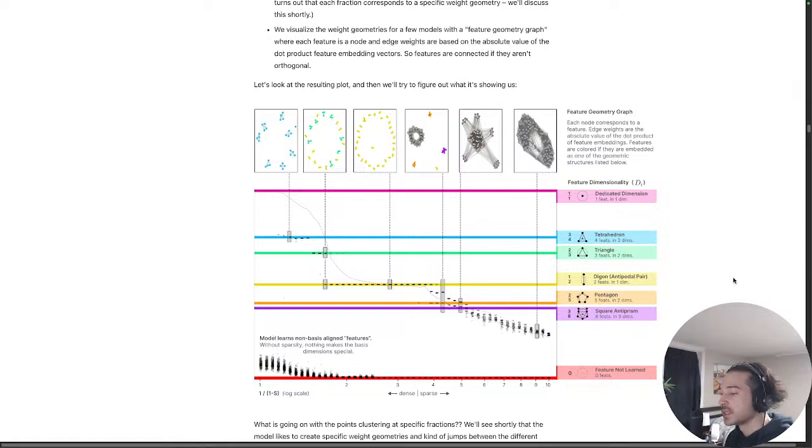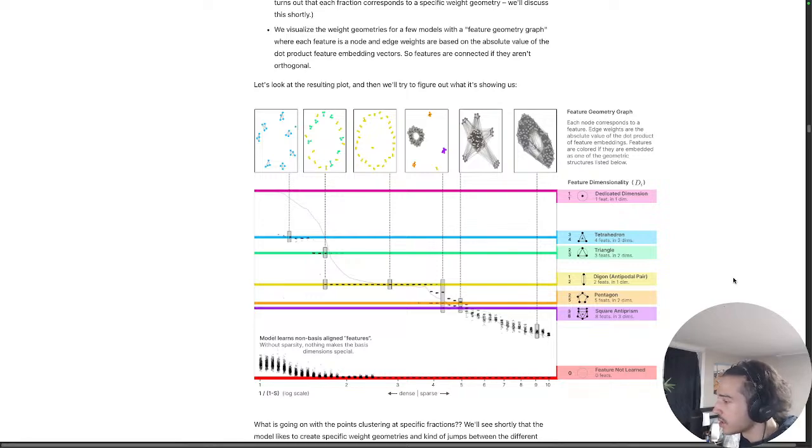Nothing makes the basis dimension special. And again, to talk about the geometry, at roughly 3/4 you get the tetrahedron with 4 features in 3 dimensions. At 2/3 you get the triangle, 3 features in 2 dimensions. Then the digon, the antipodal pair, 2 features in 1 dimension.